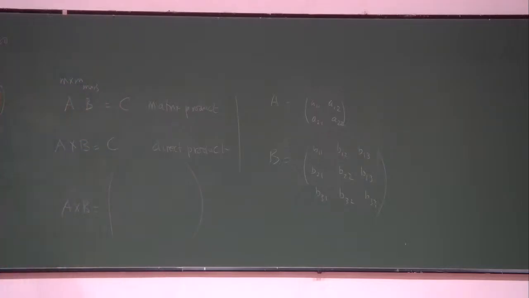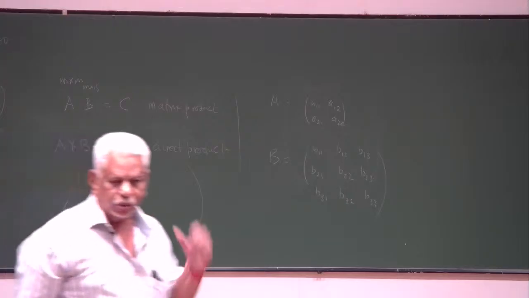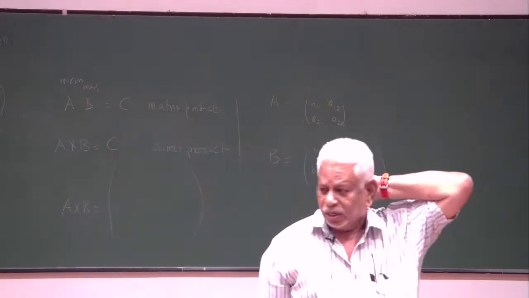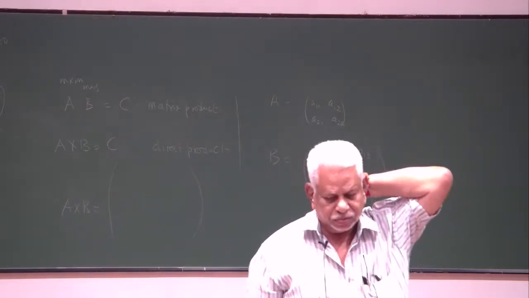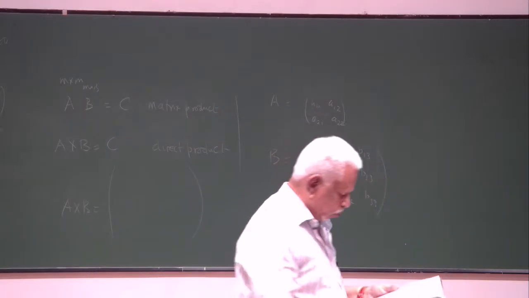First of all, in this case, A cross B will turn out to be a 6 by 6, the 2 into 3, 6 by 6 matrix. I could have started with both as 2 by 2 matrices, in which case it is a 4 by 4 matrix, but I just wanted to make life a little more difficult for you by having a different size matrix. Okay? So, what is it you have to do?